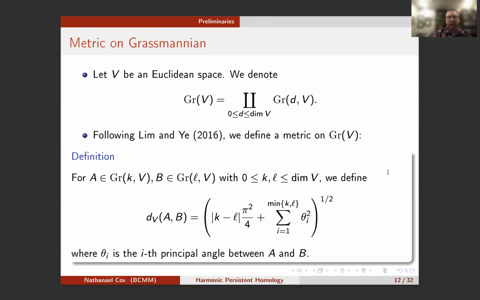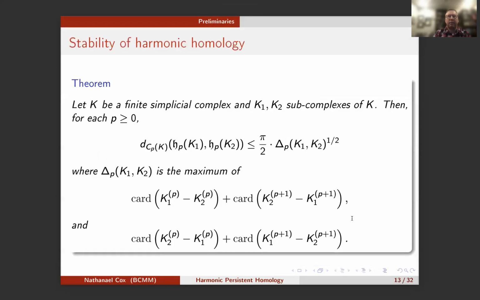And in particular, for the two subspaces A and B, which we're finding the distance between, they do not have to have the same dimension. So if K is the dimension of A and L is the dimension of B, K does not have to equal L. And then we get this as our metric, where theta_i is the ith principal angle between A and B. And now that we have this concept of a metric, we can talk about our stability rigorously.